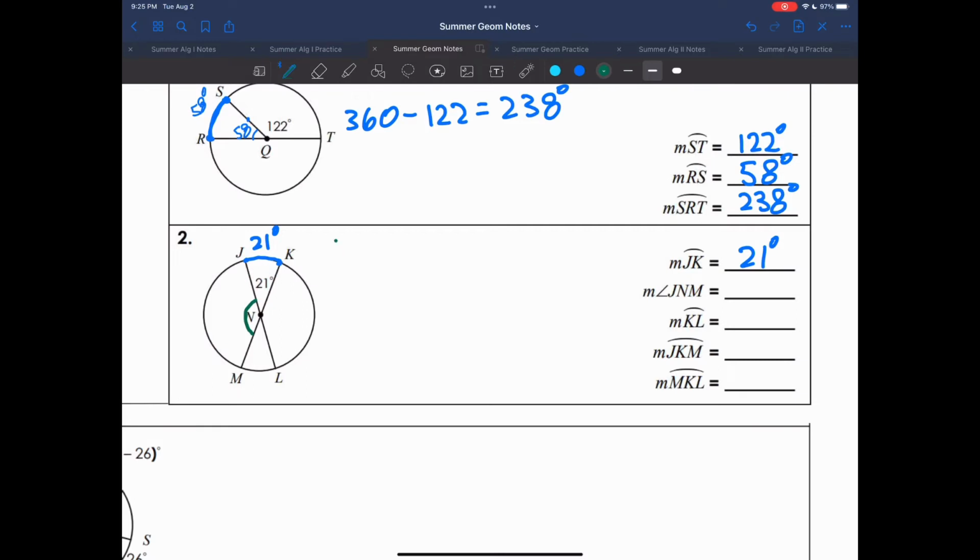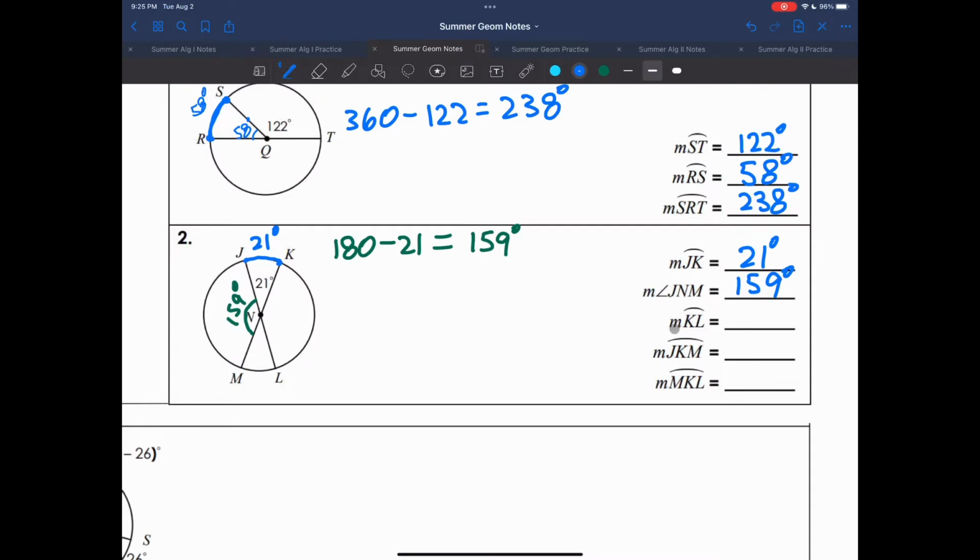Let's write that. We're going to do, to find that green part, 180 minus 21, which is going to give me 159 degrees. So that is this angle here, 159 degrees, and I'll write it over here. I'll go ahead and be consistent and do it in blue over here, 159 degrees. Okay, let's see if that helps us find the rest of this stuff.